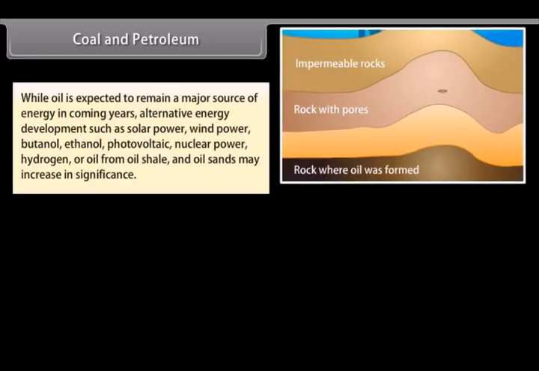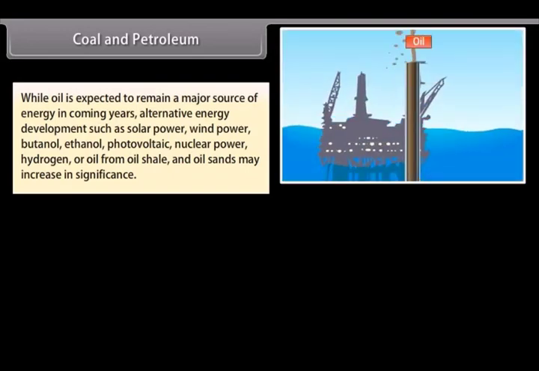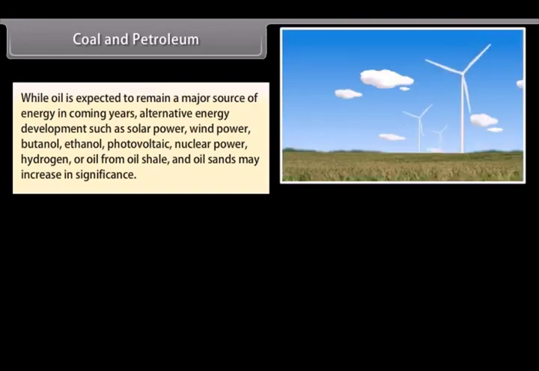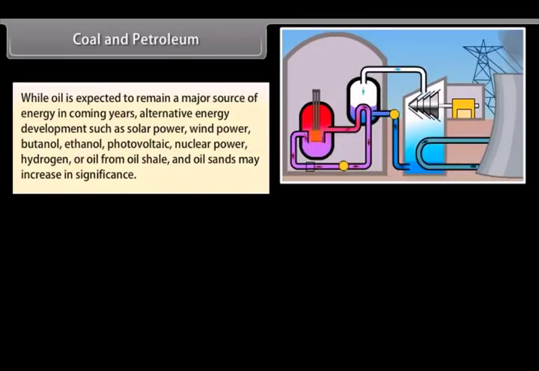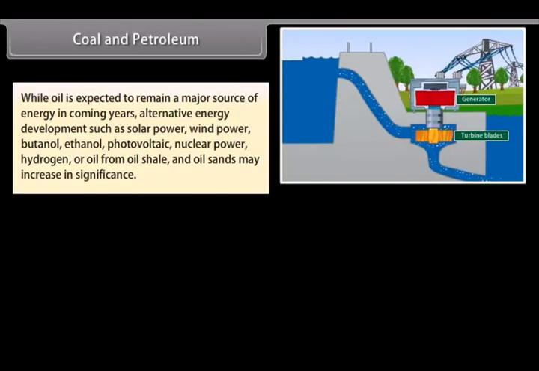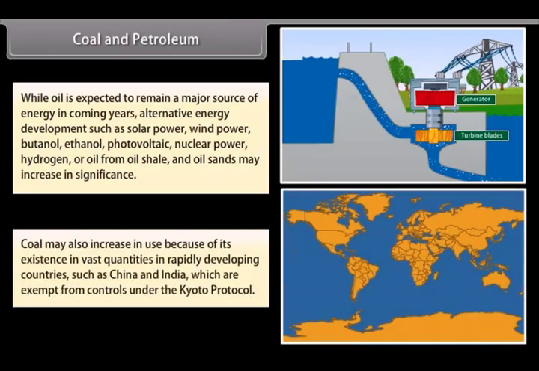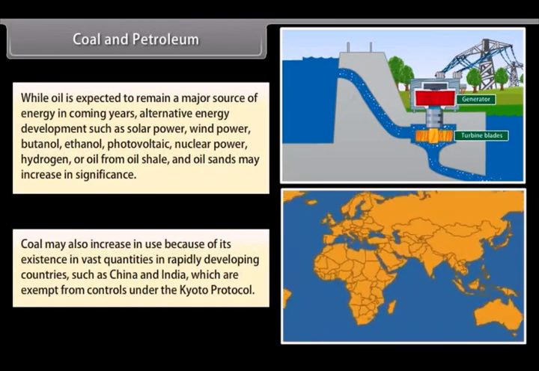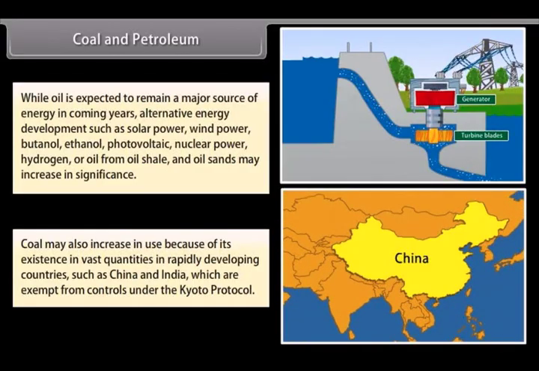While oil is expected to remain a major source of energy in coming years, alternative energy development such as solar power, wind power, butanol, ethanol, photovoltaic, nuclear power, hydrogen, or oil from oil shale and oil sands may increase in significance. Coal may also increase in use because of its existence in vast quantities in rapidly developing countries such as China and India, which are exempt from controls under the Kyoto Protocol.